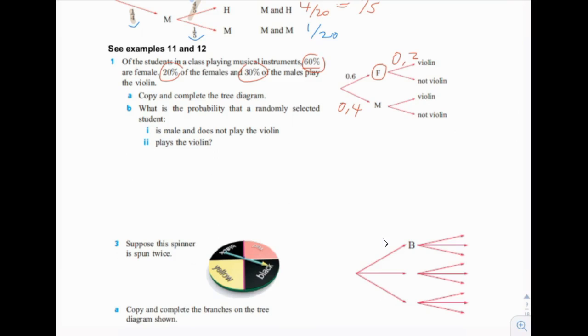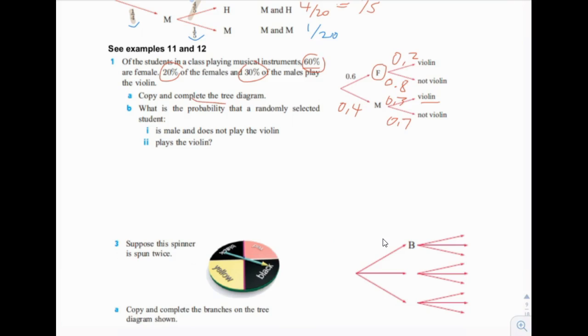But remember, these two have to add up to be 1, so we know that this is going to be 0.8. What about the probability that you play violin if you're male? Then it says it's 30%, also known as 0.3. The complement of 0.3 is 0.7, so we know this one's 0.7. So that's how you fill that in. So we did complete the tree diagram.